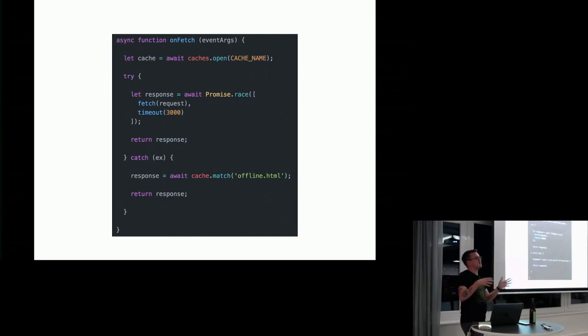But when you're on slow internet, on Edge with one of those lines, it takes longer than those 3 seconds, and Promise.race and await throws an error, and we go to the catch statement, and we serve the offline HTML.